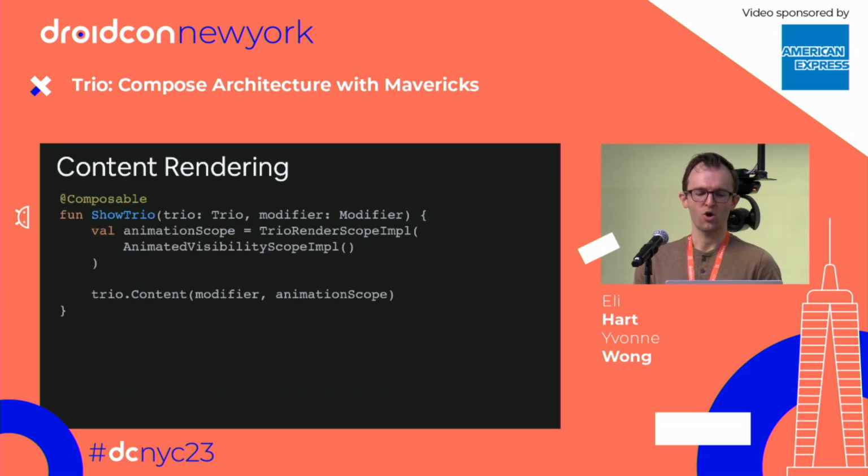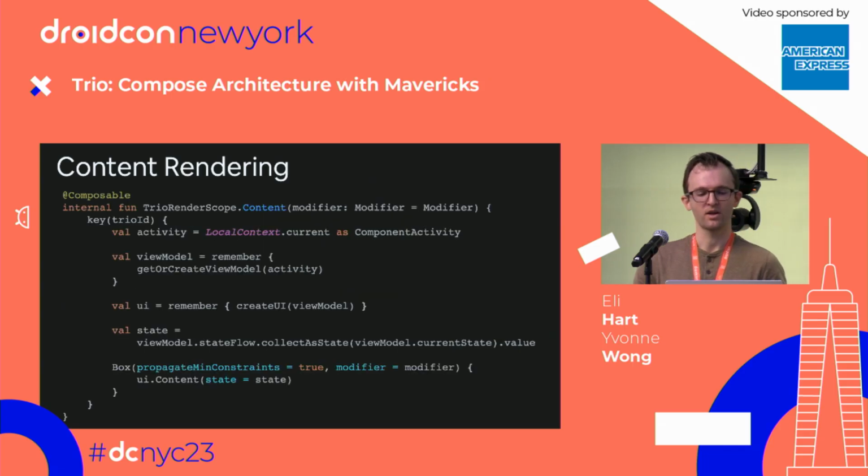Given a Trio instance, we can render it by invoking its content function. This allows us to place it wherever we like within a compose hierarchy. A compose modifier gets passed along to a box that the Trio UI is placed in so that we can modify its layout if needed. To enable customizing entry and exit animations, the content function also takes a Trio render scope, which wraps an implementation of Compose's animated visibility scope.